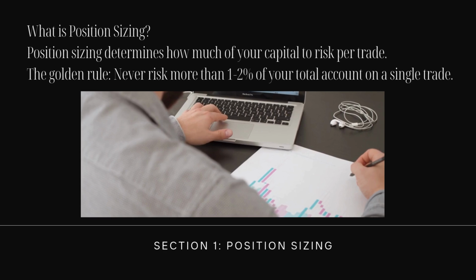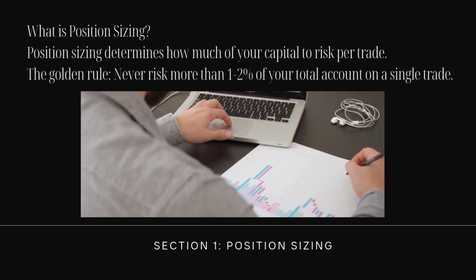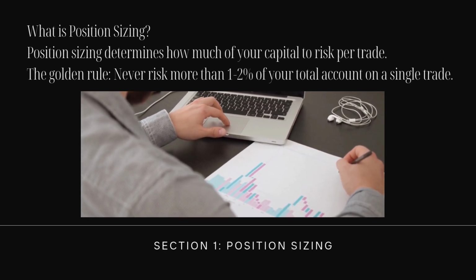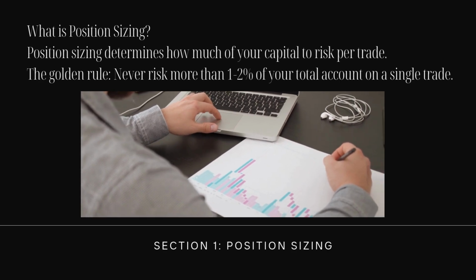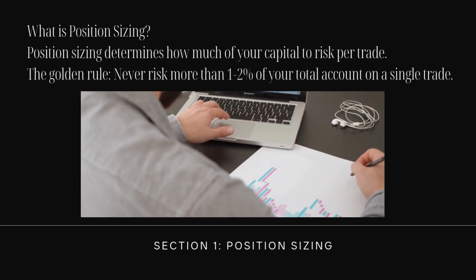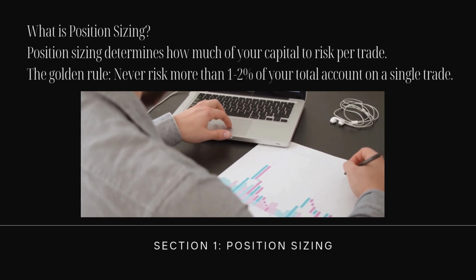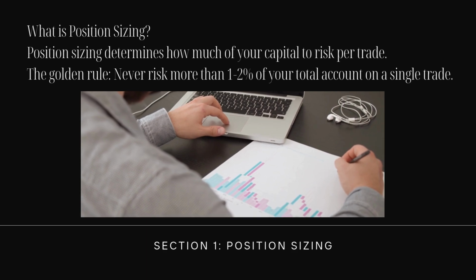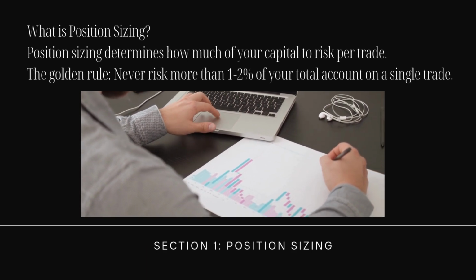Section 1. Position sizing. What is position sizing? Position sizing determines how much of your capital to risk per trade. The golden rule: never risk more than 1 to 2% of your total account on a single trade. Why is position sizing important? Prevents significant losses from a single bad trade.